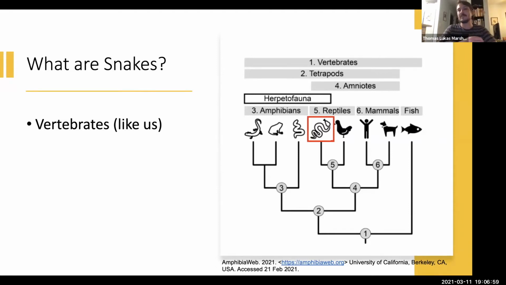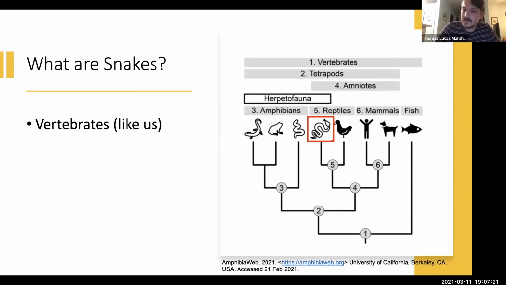So one thing that we have in common is that we're both vertebrates. So that means that we have a backbone and a skeletal structure, and we share a common ancestor in the past that was a vertebrate. So this phylogeny here is a family tree of all the major vertebrate groups.